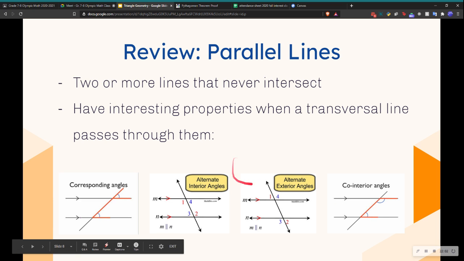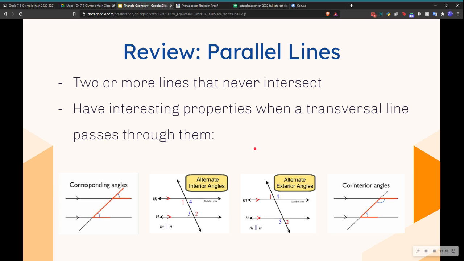Any questions about these? This should be mostly review for you guys, parallel lines. All right, let's move on.